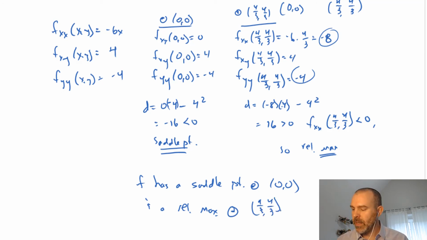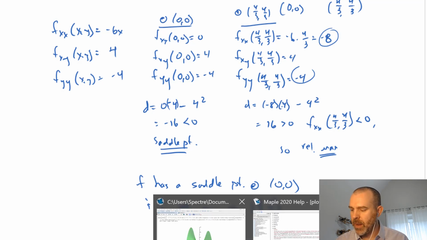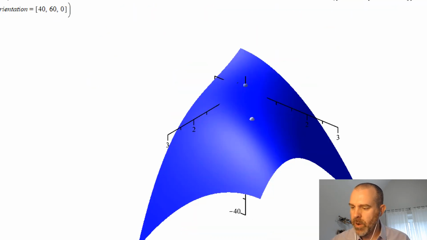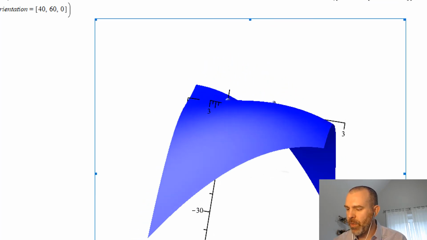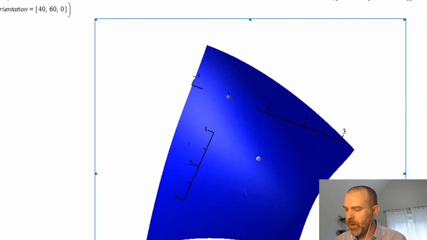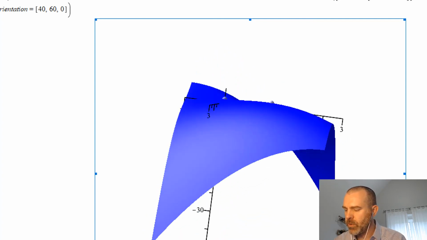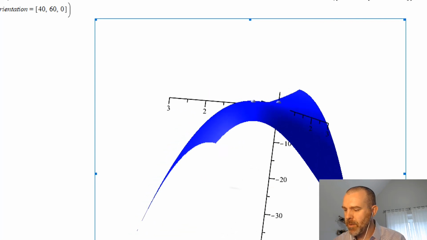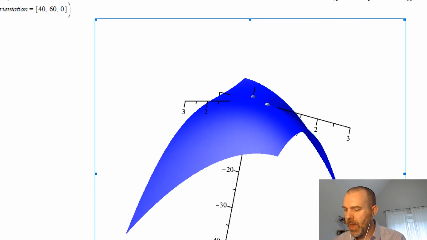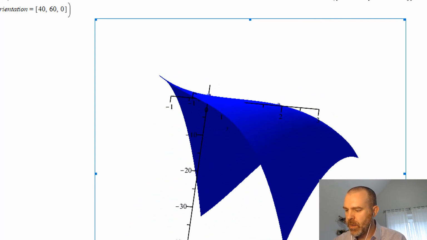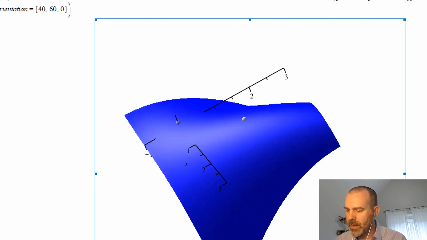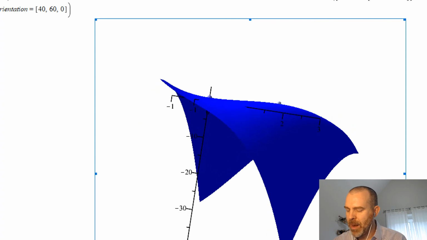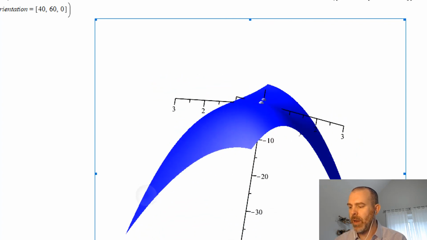All right, let's finish the video by taking a look at that in Maple. I've got another one up here. Here is our function, and we can see at (4/3, 4/3) we have a relative maximum. And then at the origin, we have a saddle point. It's not a maximum, not a minimum. It is a saddle point there.